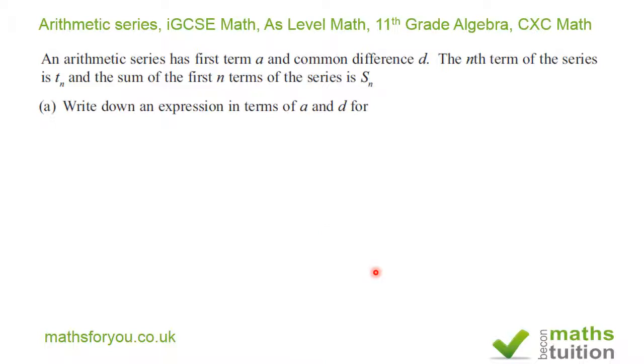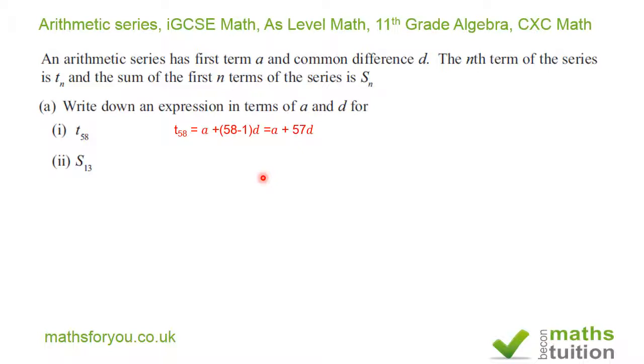It says write down an expression in terms of a and d for t sub 58 and s sub 13. So we're looking for the 58th term, and that's going to be a plus 58 minus 1 d. Now you should be able to subtract 1 from 58 to give us 57d. So your answer really should be a plus 57d, and for all that you get 1 mark.